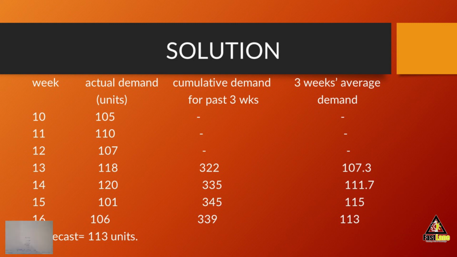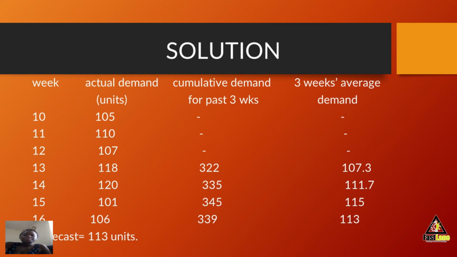But remember, they said we need the forecast for the demand of the item. We are given 16 weeks, so at the 16th week, the demand for that item will be 113 units. So our forecast will be 113 units. So that will be our work.